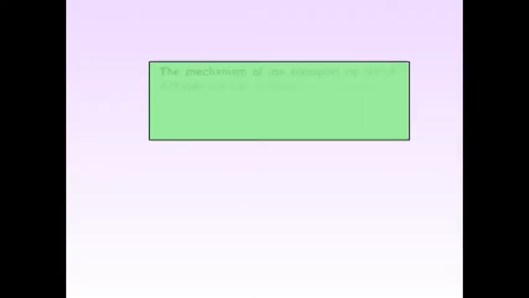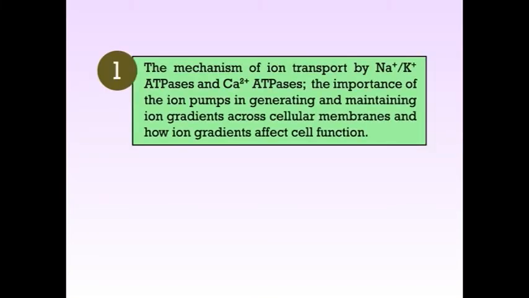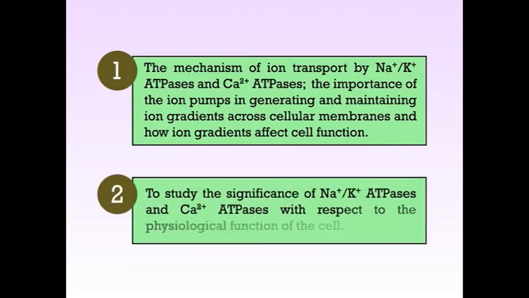This section aims to throw light on, number one, the mechanism of ion transport by sodium-potassium ATPases and calcium ATPases, the importance of the ion pumps in generating and maintaining ion gradients across cellular membranes, and how ion gradients affect cell function. And also, number two, to study the significance of the sodium-potassium ATPases and calcium ATPases with respect to the physiological function of the cell.